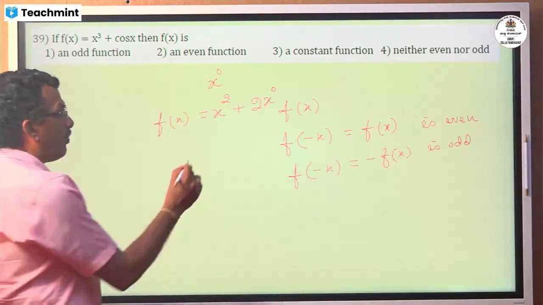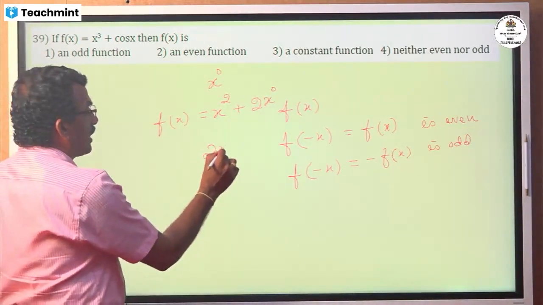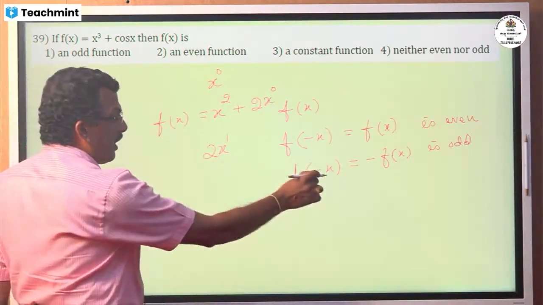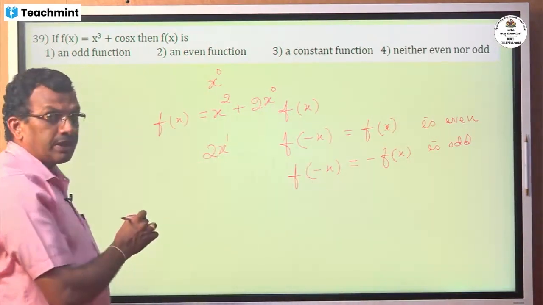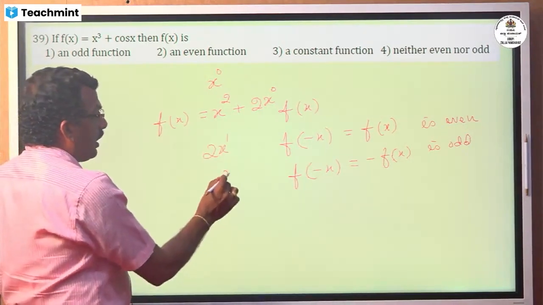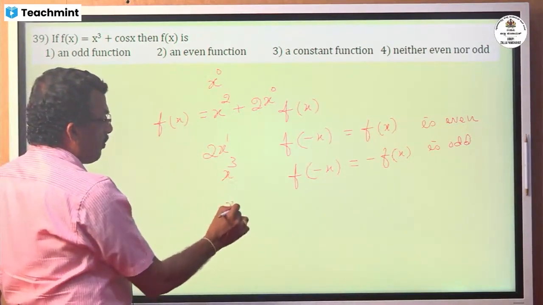Then what is the odd function? 2x, x to the power 1. When I replace the x by minus x, it becomes minus of 2x. So it becomes a negative. The power must be odd: x to the power 3, x to the power 5.